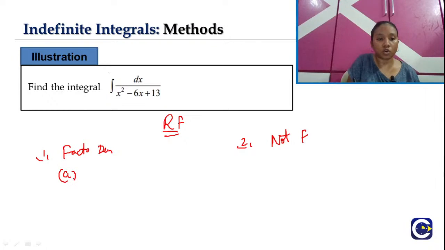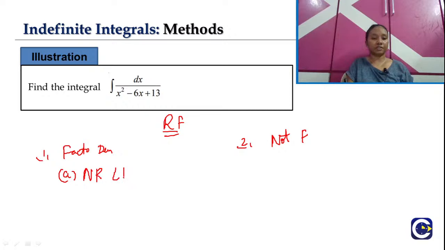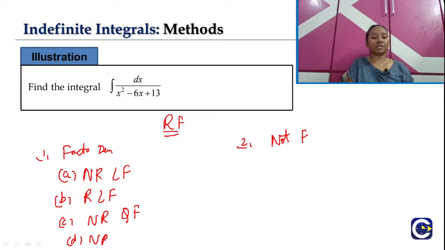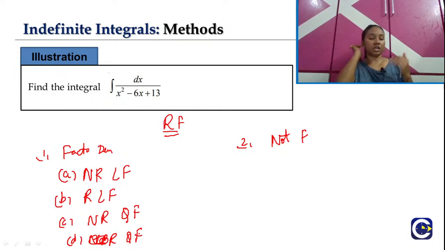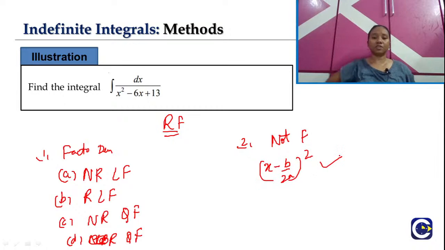In the first type we are having 4 cases: a non-repetitive linear factor, the second case, repetitive linear factor, third case, non-repetitive quadratic factor, and fourth case, repetitive quadratic factors. So these are our 4 cases which we have seen in our first type of rational function. In our second type, if our denominator cannot be factorized, we simplify it by rewriting it in the form of x minus b by 2a whole square. So this is our first type.